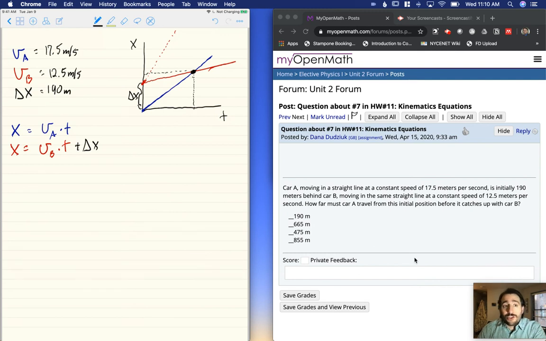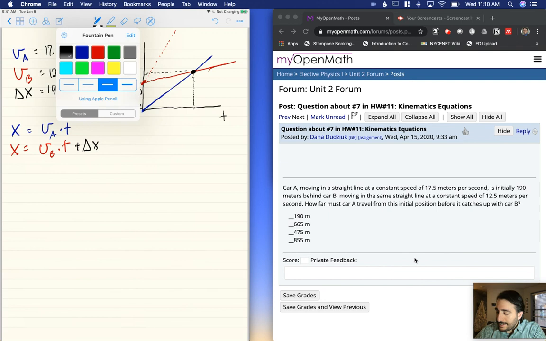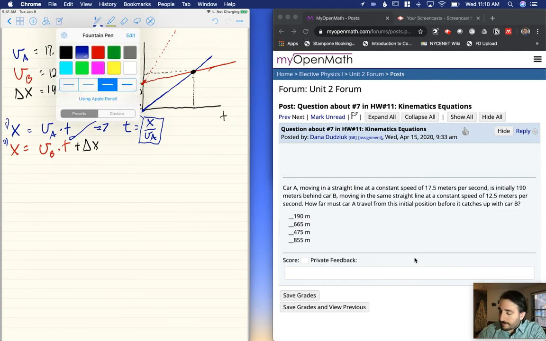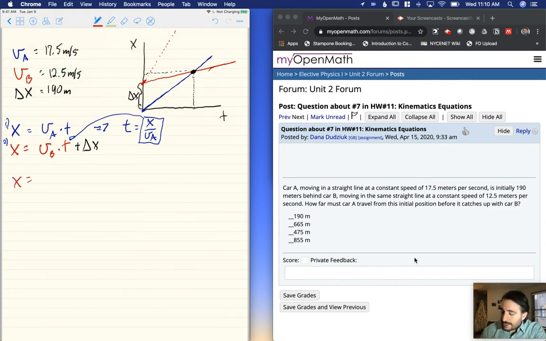And so we have a couple of different strategies here. What I'll do is we'll take the first equation and solve it for time and plug it into the second equation. So the first equation solved for time, t equals x divided by VA. Then I substitute this in for this value of time. And so now I get x equals VB times x all over VA plus delta x.